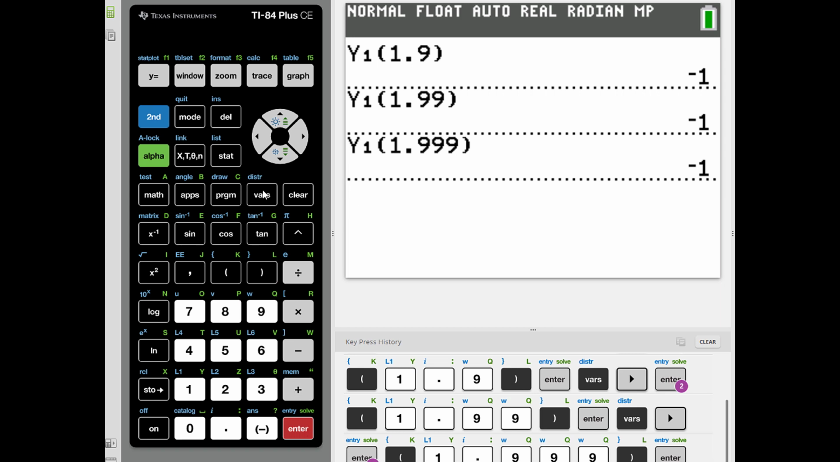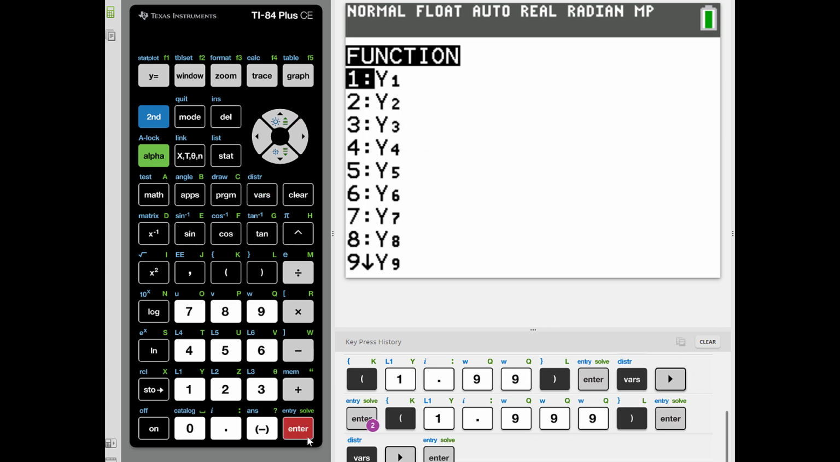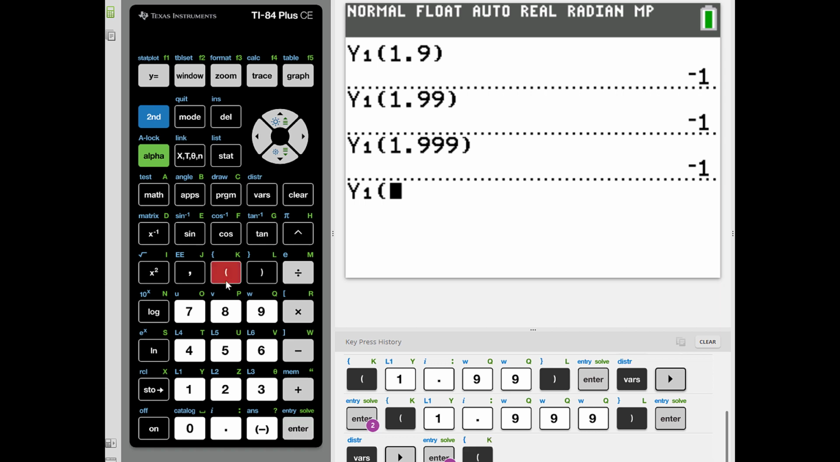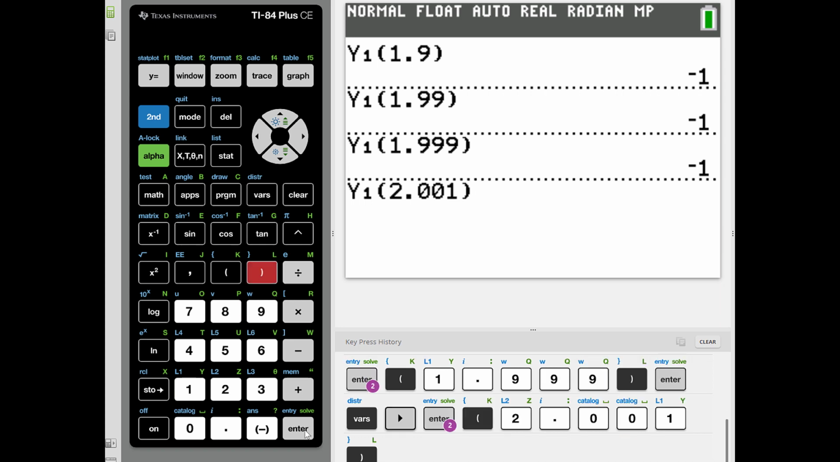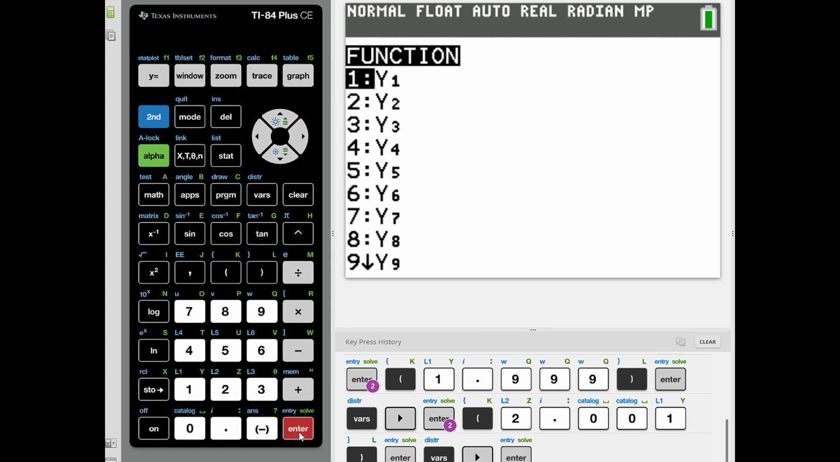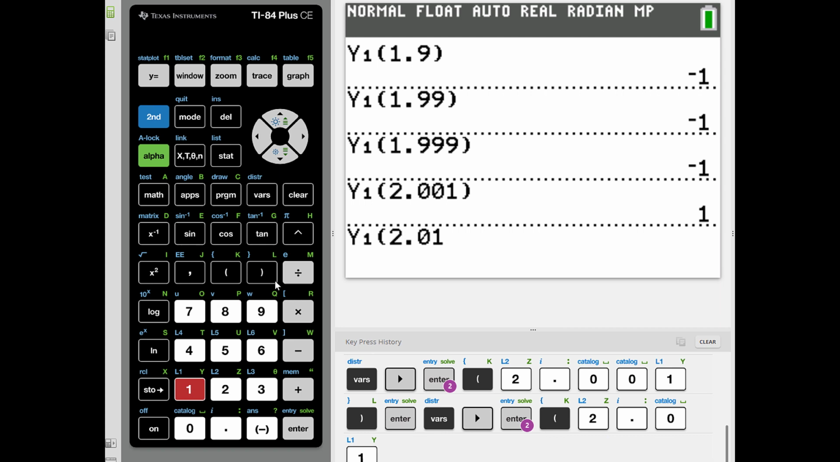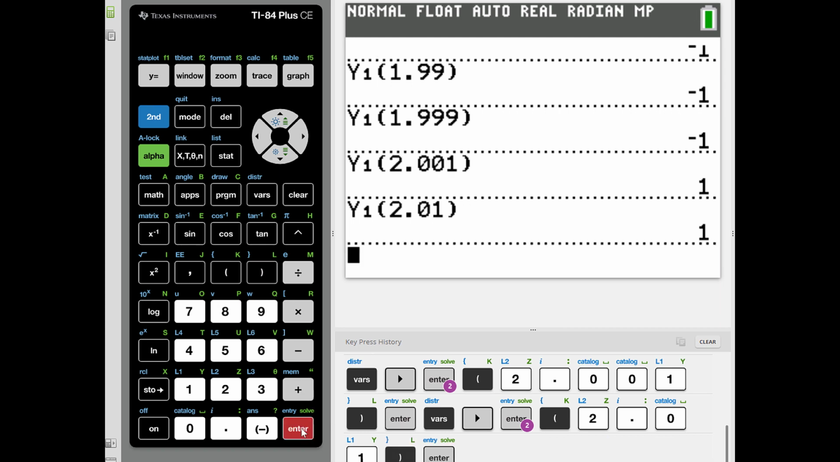These represent values coming from the left. Now let's do values coming in from the right. VARS, Y-VARS, enter, y sub 1. Open up a set of parentheses, 2.001. Close the parentheses, enter, and we're going to get positive 1. VARS, Y-VARS, enter, y sub 1. Open up a set of parentheses, 2.01. Close the parentheses, enter, and we get 1.